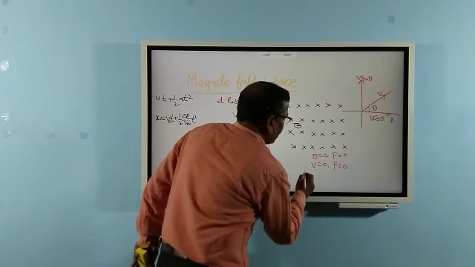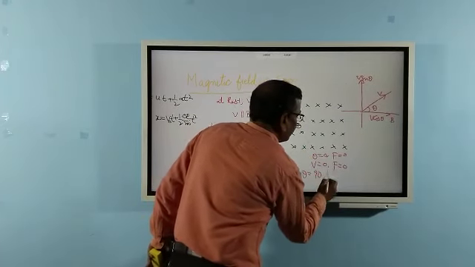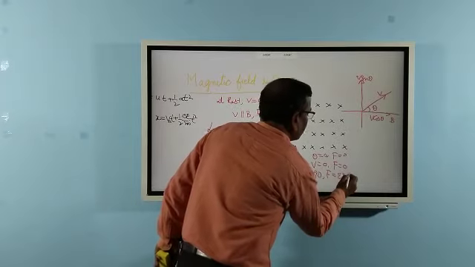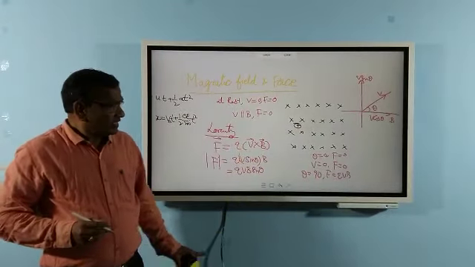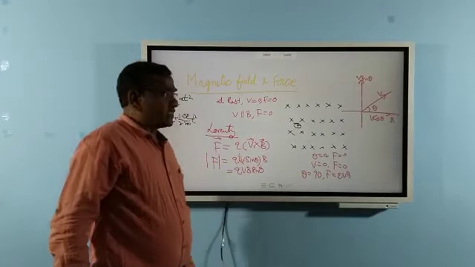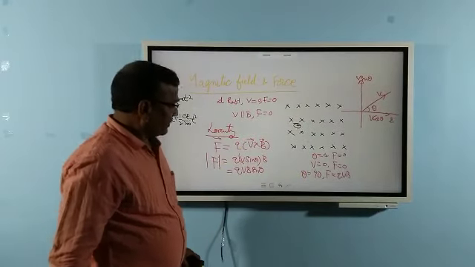And when theta is equal to 90, then F is maximum. Sin 90 is 1, so the force is qvB. So this is the maximum force experienced by a charged particle in the magnetic field.